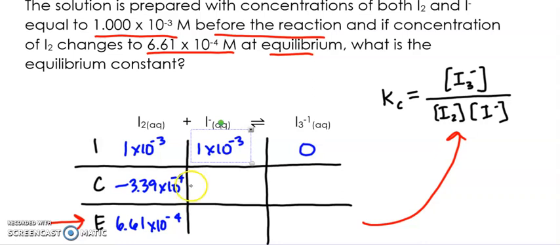Now my other reactant concentration is going to go down by the same amount, and the reason it's the same amount is the ratio is 1 to 1. So it's the same starting value, same change, so the same equilibrium value.